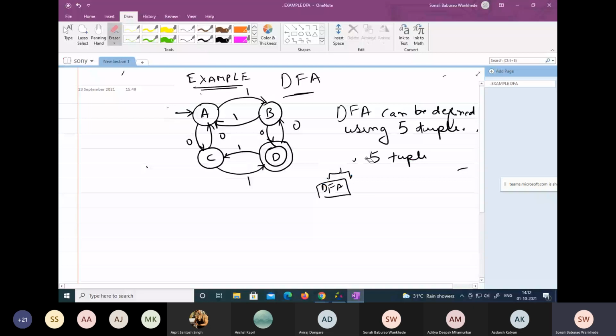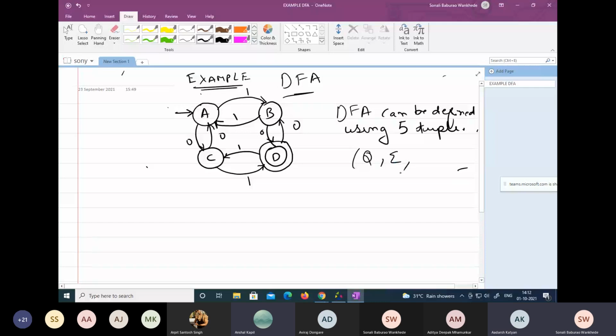What are the 5 tuples here? You have Q, then you have sigma, then delta, and F. So is it Q or K? Just check your finite automaton. Are you having the values in terms of Q or K? Q.